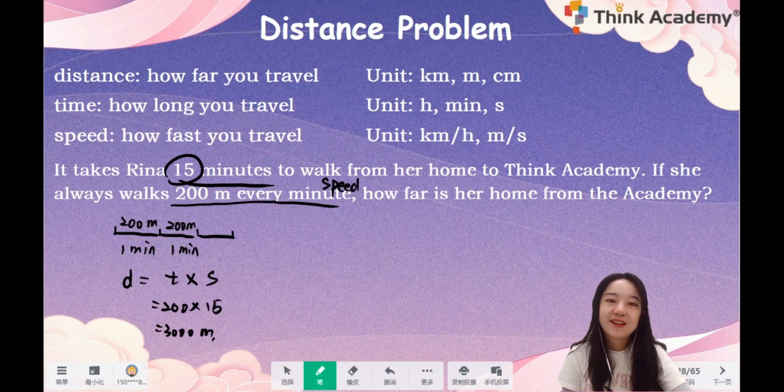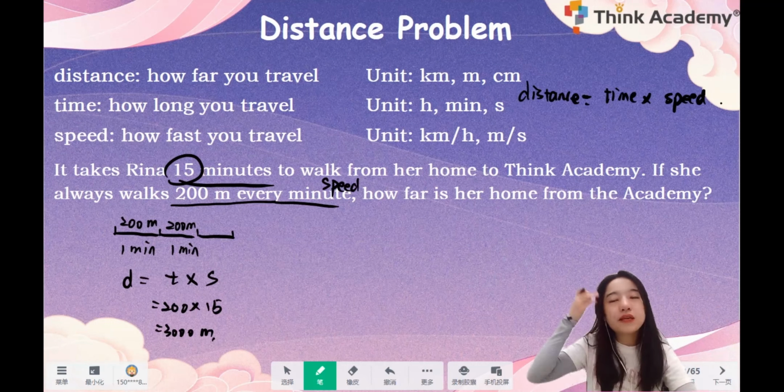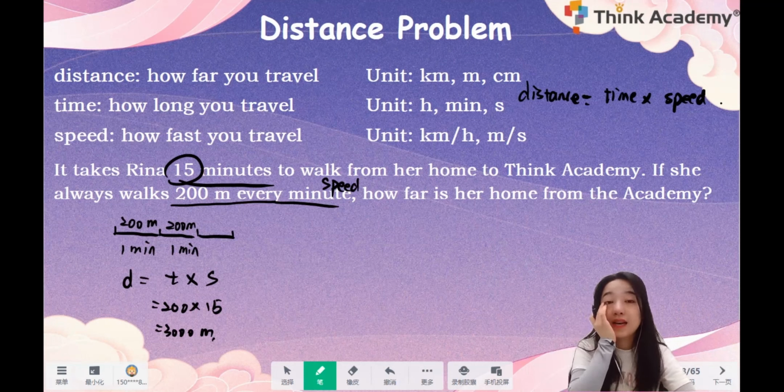That's it. So between the three basics, the relationship is distance equals time multiplied by speed. Speed means how far you can travel in one unit of time. Why do we have speed?